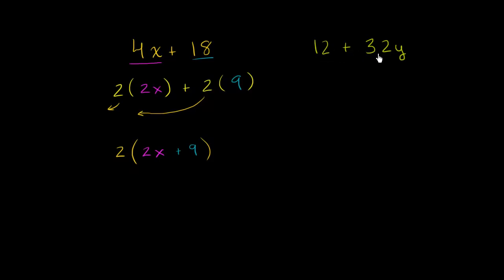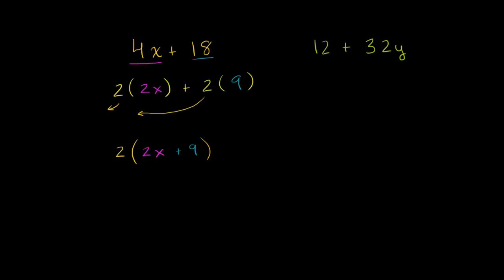2 is clearly divisible into both, but so is 4. And let's see, it doesn't look like anything larger than 4 is divisible into both 12 and 32. The greatest common factor of 12 and 32 is 4. And y is only divisible into the second term, not into this first term right over here. So it looks like 4 is the greatest common factor. So we could rewrite each of these as a product of 4 and something else.